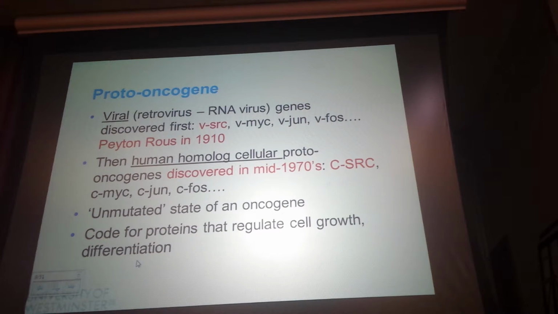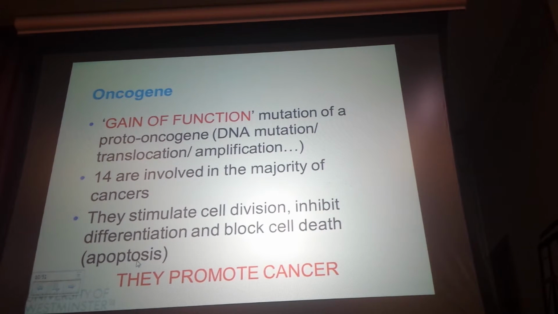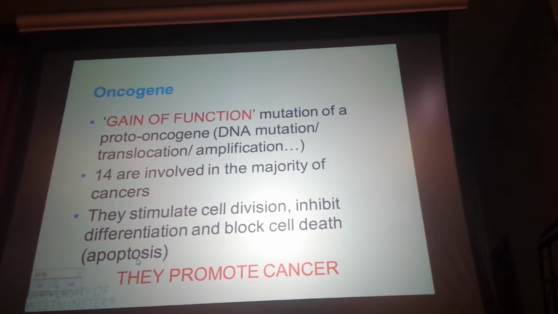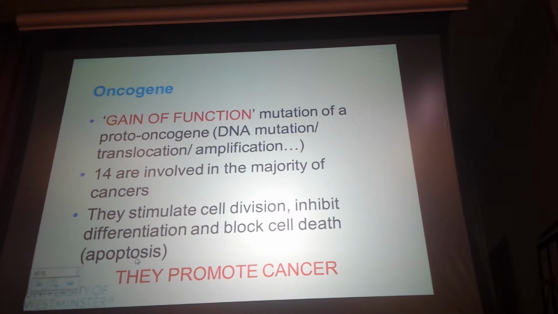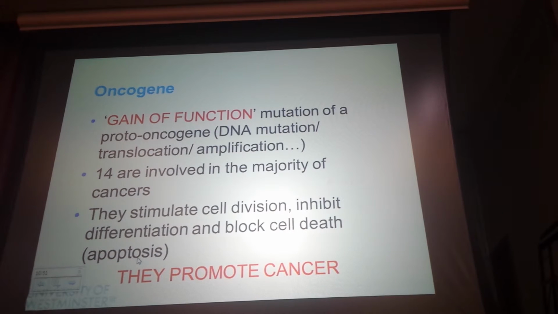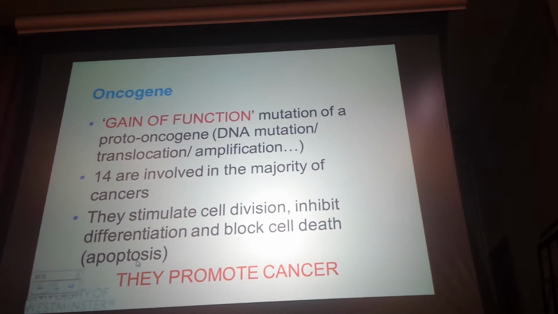These proto-oncogenes are unmutated in the normal cells. Oncogenes are these mutated proto-oncogenes, and it's actually a gain of function. It can be a DNA mutation, a translocation or an amplification, and I'll give examples later on. There are around 14 of these oncogenes which are involved in the majority of cancers, and they stimulate cell division, inhibit differentiation, and block cell death, also known as apoptosis. So when they are mutated, they promote cancer.